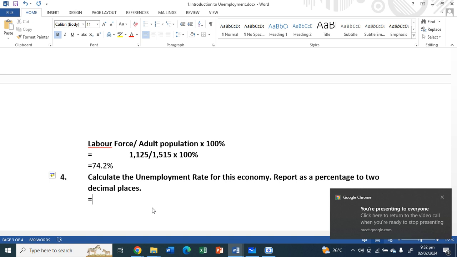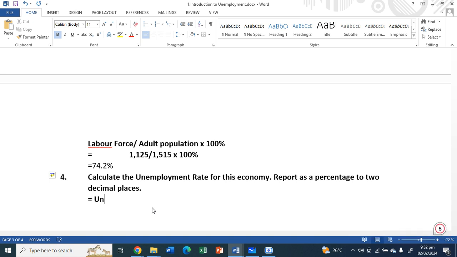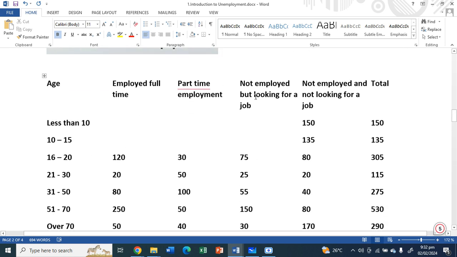All right. So the unemployment rate. So it's the unemployed people here divided by the labor force, right? Multiply by 100. So we're only considering those who are not employed but looking for a job. We're not considering the discouraged workers. All right, remember that. Only considering those who are not employed but are looking for a job.